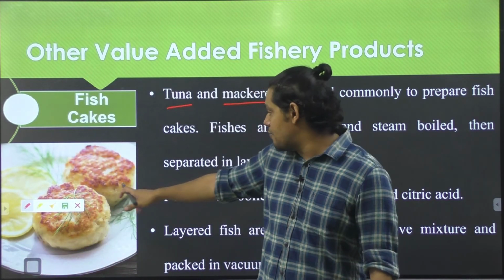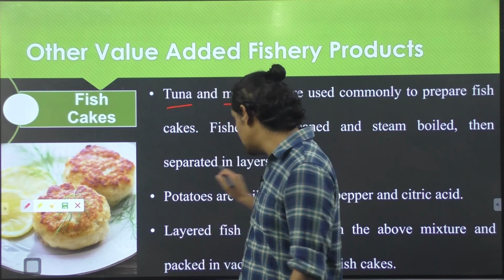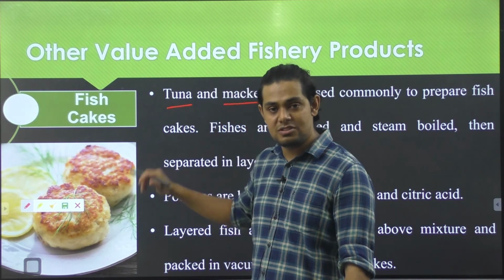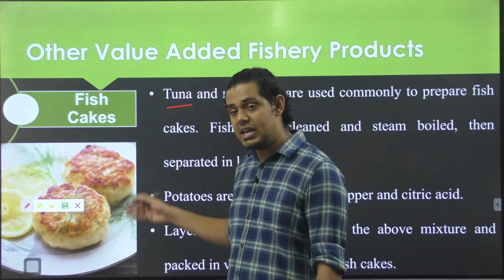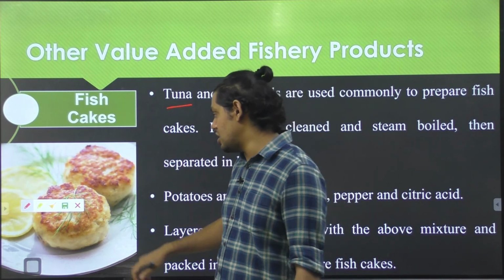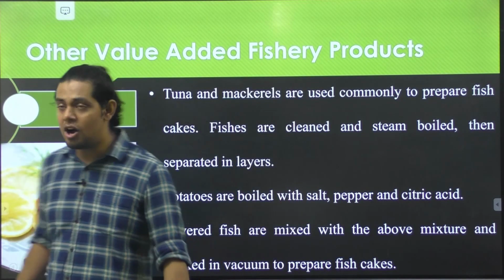So this is how a fish cake actually looks like. After mixing with all of this, it has to be subjected to either baking or frying, which in turn will yield the fish cake. Okay, so this is the method of manufacturing of fish cake.